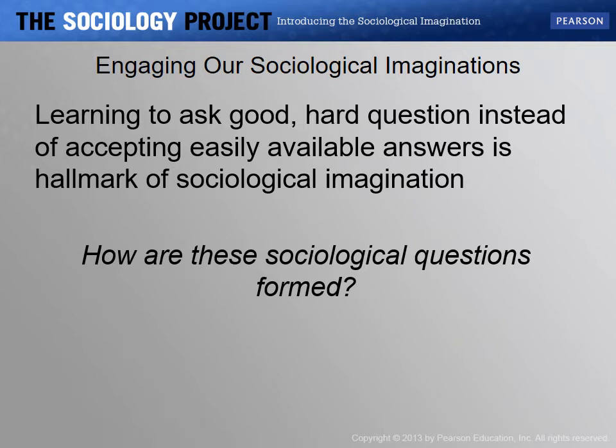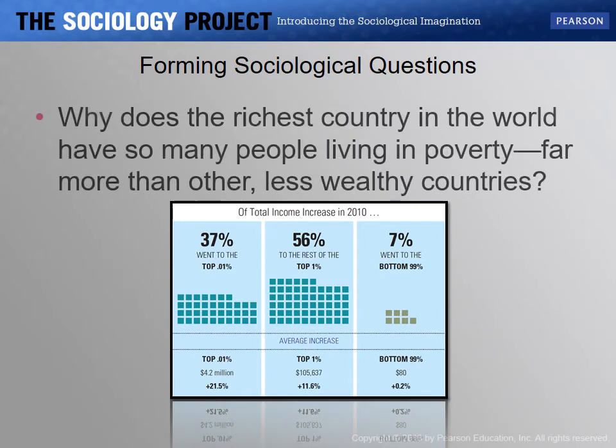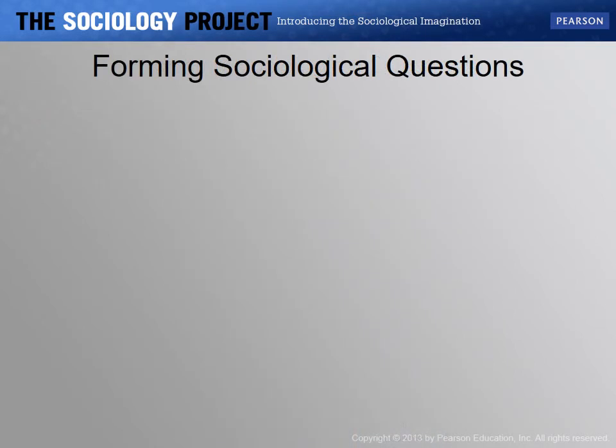Sometimes one of the most difficult things for college students and all of us to do is to ask good, hard questions instead of accepting easily available answers. And how are these questions formed? Well, they're formed in many ways. Here's one question: why does the richest country in the world have so many people living in poverty? Far more than other, less wealthy countries. So if you look at the United States, we have far more than our allotment would suggest. And it may have something to do with many other factors besides what you might assume.